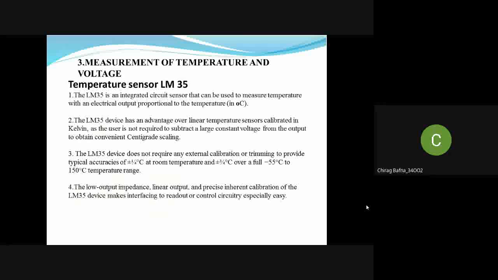Its series sensors are precision integrated circuit temperature sensors whose output voltage is linearly proportional to Celsius, that is centigrade. The low output impedance, linear output, and precise inherent calibration of the LM35 make interfacing to readout and control circuitry especially easy. The LM35 requires no external calibration.